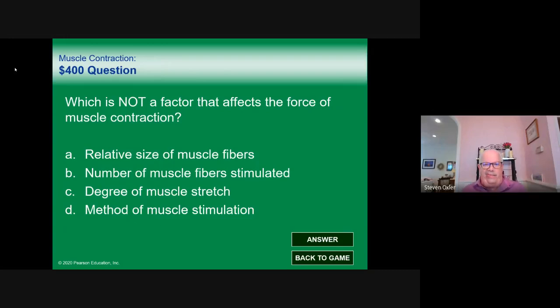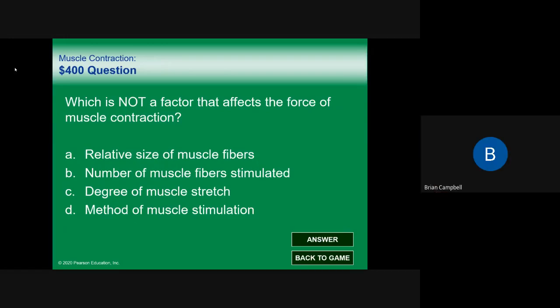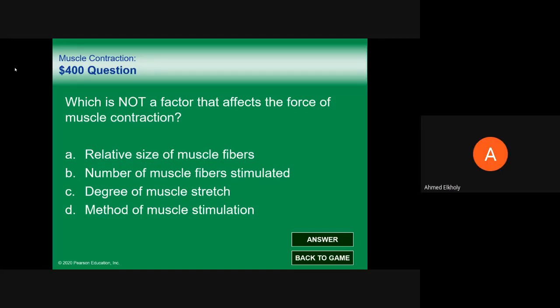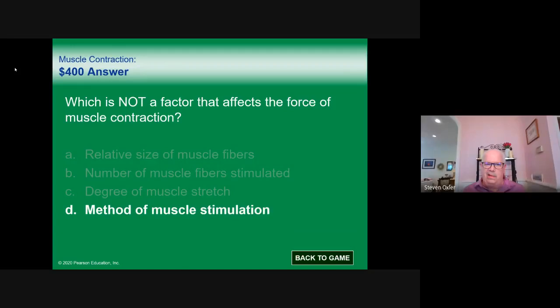Which is not a factor that affects the force of a muscle contraction? C. D. Someone said C, someone said D, correct? One of those two answers is correct. D. The method of stimulation has nothing to do with the force of contraction.